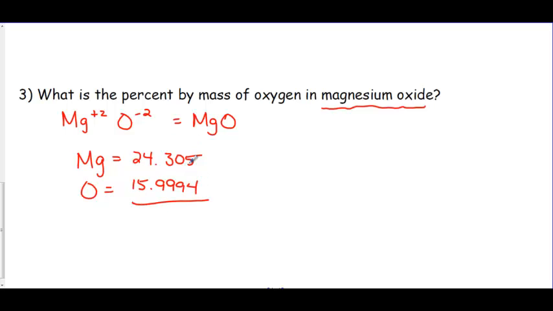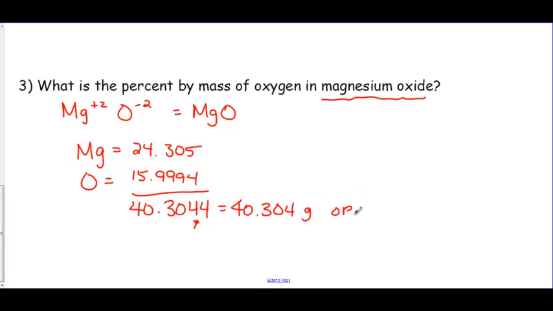3 decimal places. So we're going to get 24 point, I'm doing this with you guys, so bear with me here. Okay, and you're going to get 40.3044, but remember 3 decimal places, so we're going to round here. We're going to say 40.304. Okay, grams or AMUs if you're doing formula mass.